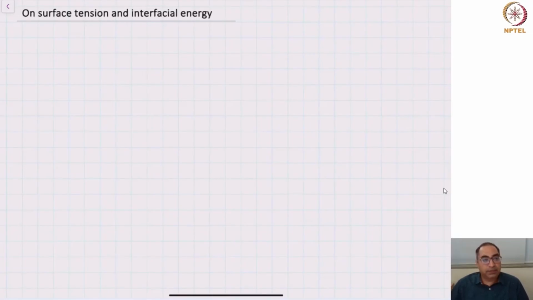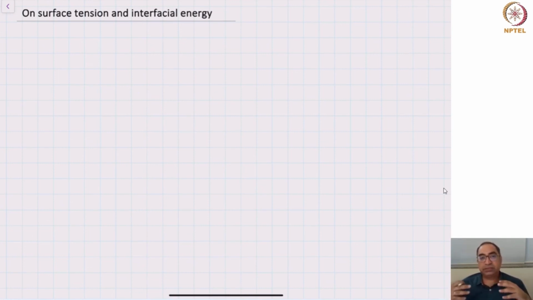Hello everyone. In today's lecture, we'll be looking at where surface tension comes from and what its connection is to interfacial energy. Now we have to remember that in the previous lecture, we looked at the pressure jump across an interface in the absence of surface tension. The next thing we want to do is to understand the pressure jump across an interface in the presence of surface tension. But before we do that, we want to understand what surface tension is, where it comes from, and its connection to interfacial energy.